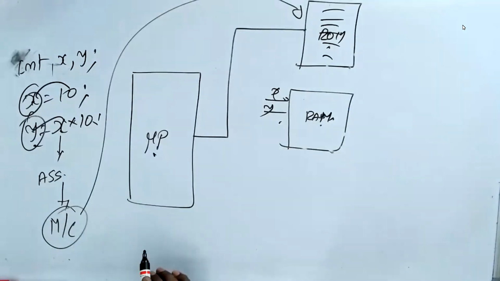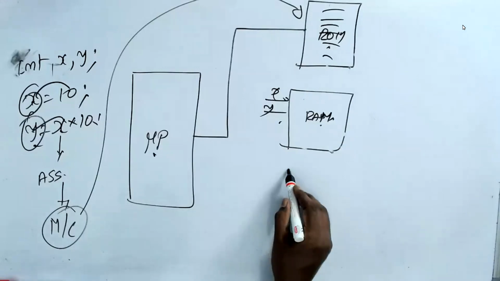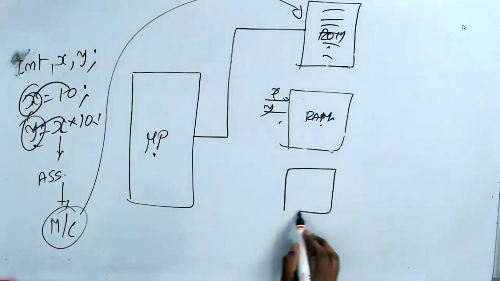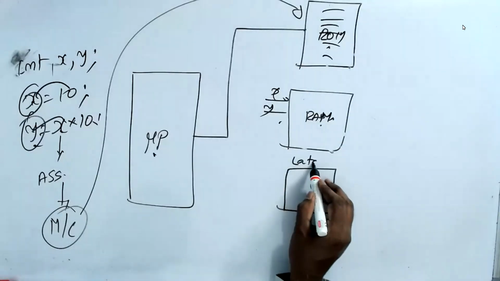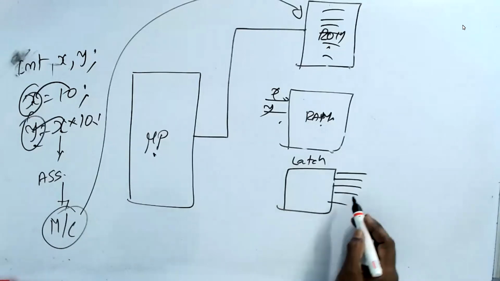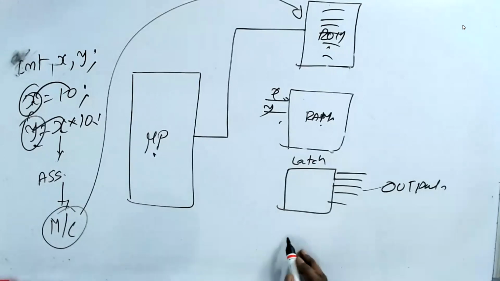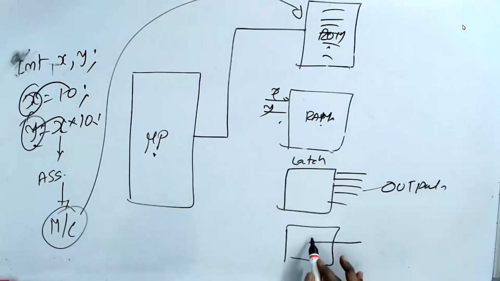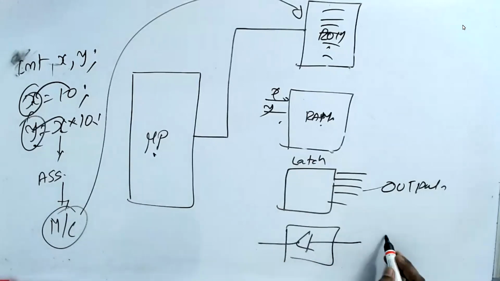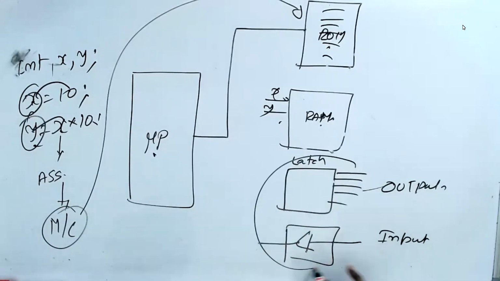Then what do we have? We have a latch with only output. I don't read it back. This is called output. And I have a tri-state buffer, which takes only input. This is called input. Together we call this input-output.